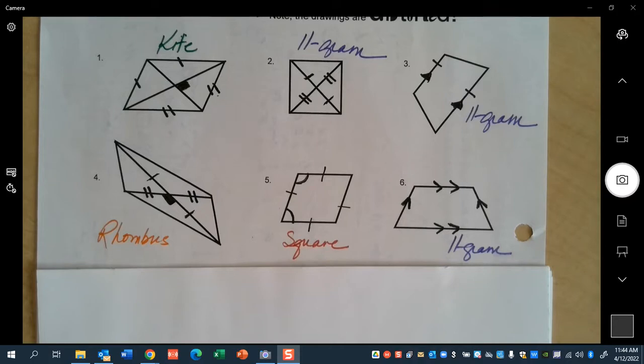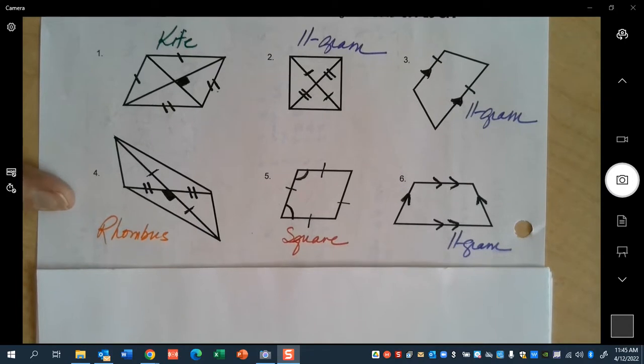Now, yesterday some of the classes had a hard time with this one being a square because they're like, but it's not boxed. I'm like, yeah, but they're congruent. So if I have congruent supplementary angles, I know then that they are 90 degrees. So that is definitely a square. Parallelogram, by definition, 2 sets of opposite parallel lines.